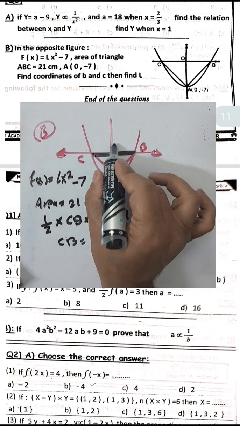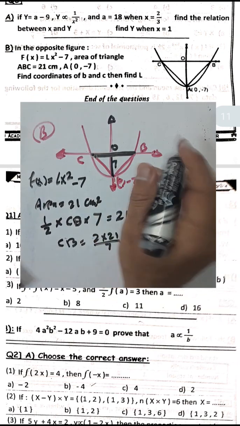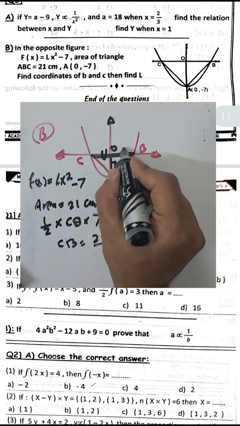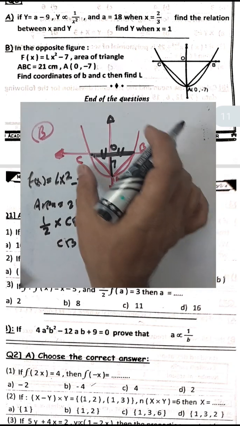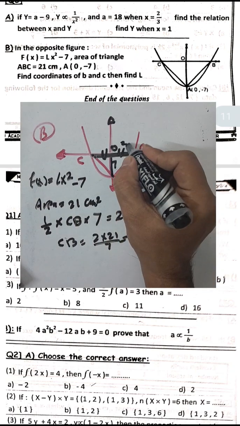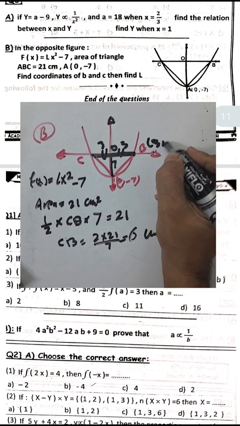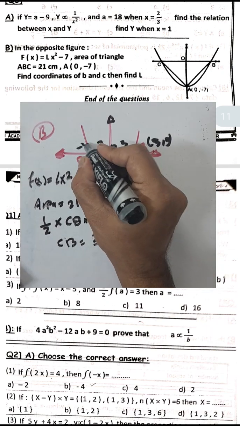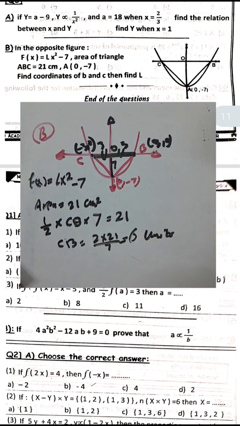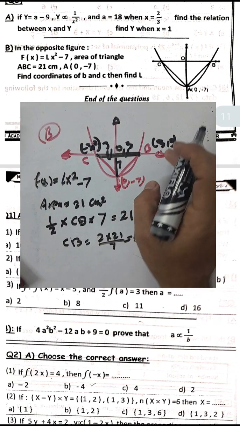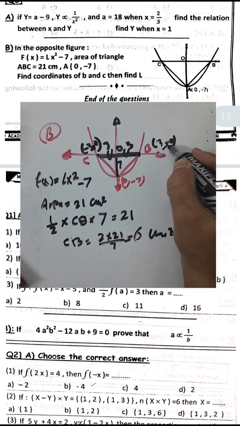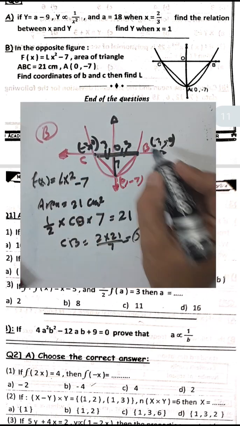Then from CB we have O here. It's a line of symmetry between the base, so it will be divided equally. Then the length of CB was 6 units, so the length here will be 3 units and then 3 units. The point B will be 3 and 0, and this point will be negative 3 and 0. Okay, we have 3 and 0, and here negative 3 and 0.